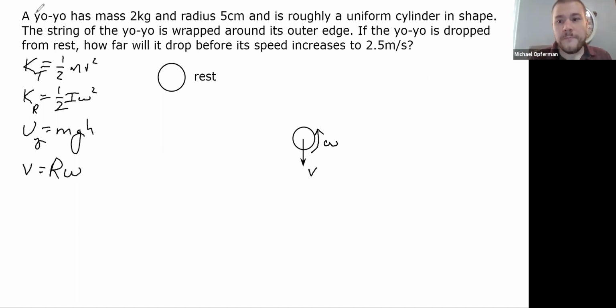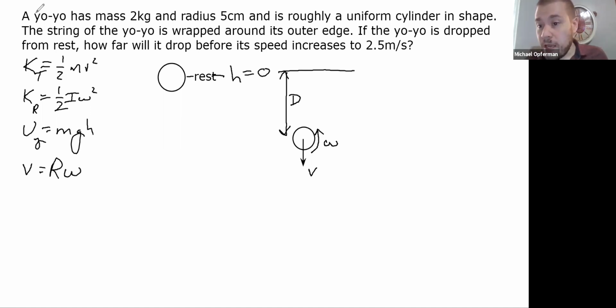Okay. I also want to make sure that I define my h equals 0 reference location. I'm going to go ahead and put it at the starting location for no special reason, but I just have to put it somewhere. So I'm going to call this my h equals 0 reference level for the gravitational potential energy. And the distance that the object dropped, we'll call that d. That's what I'm solving for. And I'm going to set it up in such a way that I'm expecting d to be a positive number.